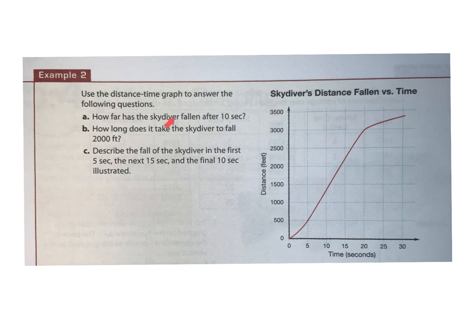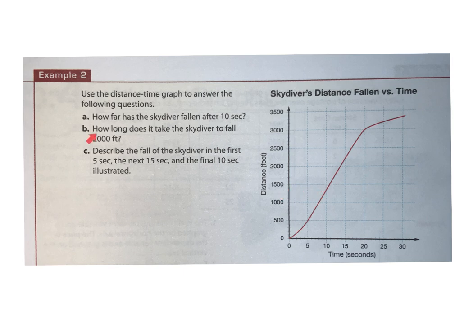How far has the skydiver fallen after 10 seconds? Well, if I go to 10 seconds and over here, I would probably say around 1,400, somewhere around there, 13 to 1,400, all right? This is an estimate, all right? So at 10 seconds, maybe 13 to 1,400 feet here, okay?